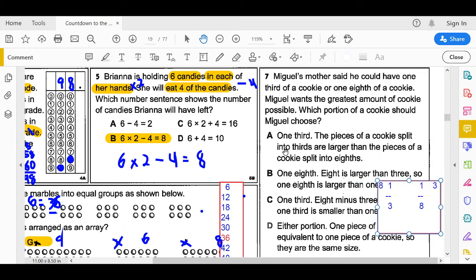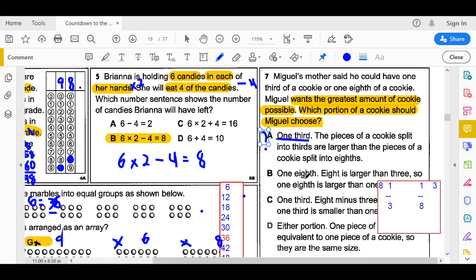let's read the options. So which portion of a cookie should Miguel choose? Remember that he's trying to get the greatest amount of cookie possible. Options, letter A, 1/3. The pieces of a cookie split into thirds are larger than the pieces of a cookie split into eighths. Well, this might be the right option because we have 1/3 right there. We have the option that we want.